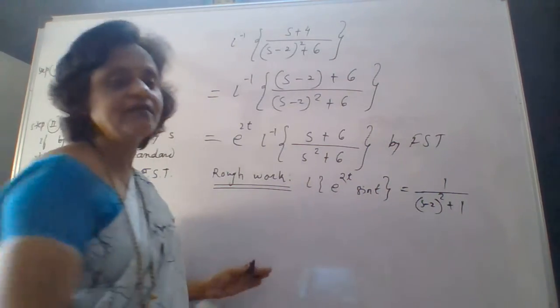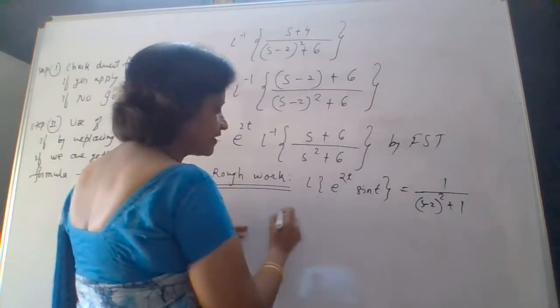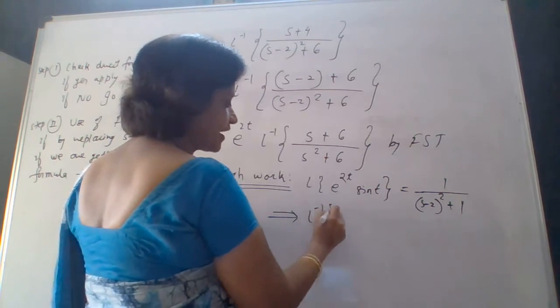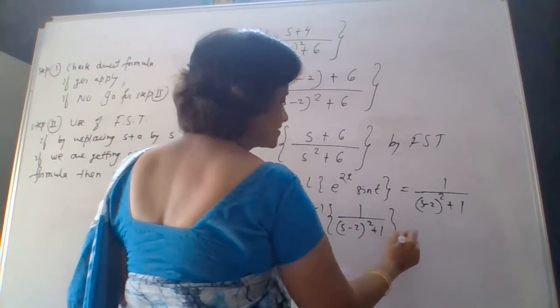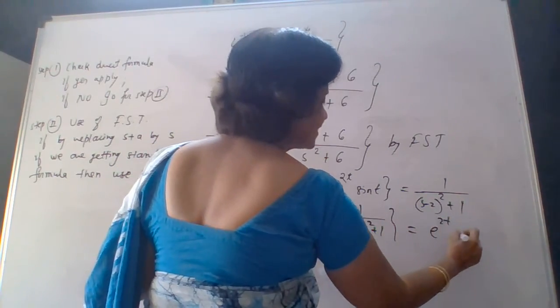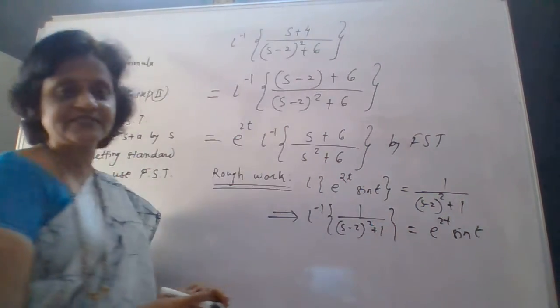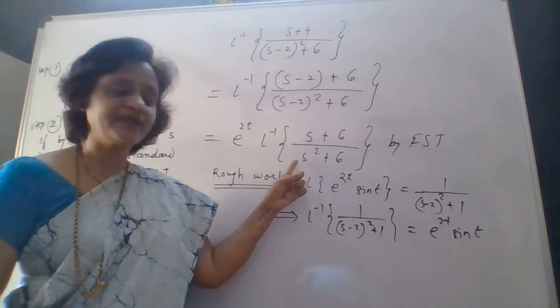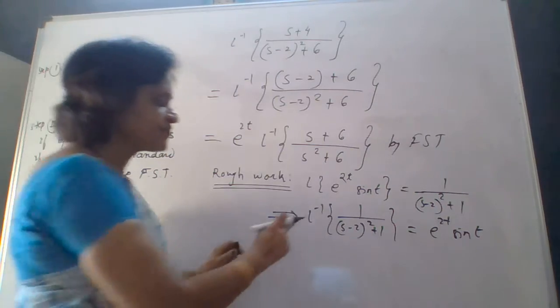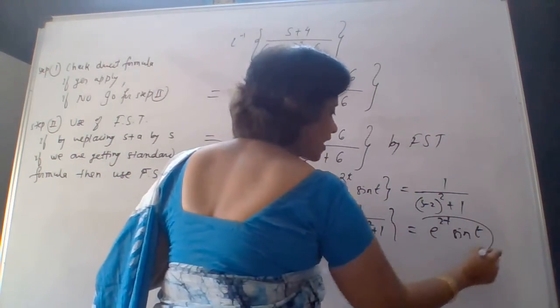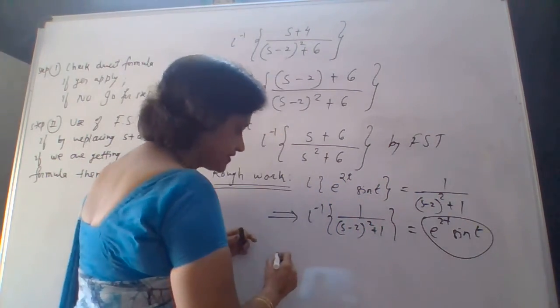The same I am using now in the reverse way. See what is the meaning of this? This gives me actually L inverse of 1 upon (s minus 2) whole square plus 1 is e raised to 2t sine t. Just from this simple example, you will understand what I had done here, how the first shift can be used in inverse. You know this answer. We have to get this. How I got this? Look at the steps.